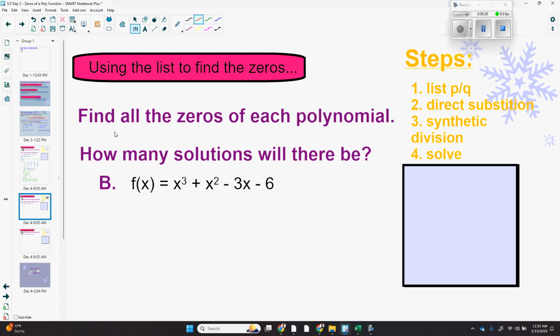It says find all the zeros of each polynomial and how many solutions there will be. This one's going to be 3. The last one had 4 because it was degree 4. This is degree 3, so there's 3 solutions. And my possibilities, before I get too far, we're going to have our p over q. Again, my q is 1, so whatever I get for the p list should be the same. It's going to be plus or minus the factors of 6. So 1, 2, 3, and 6, plus or minus that.